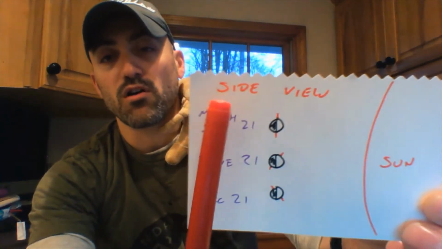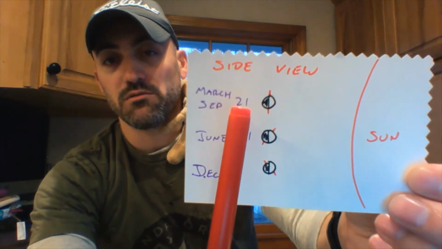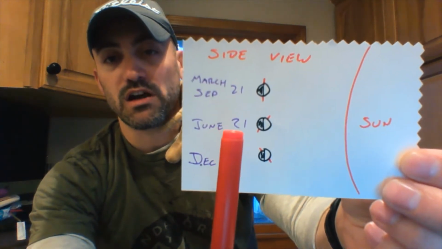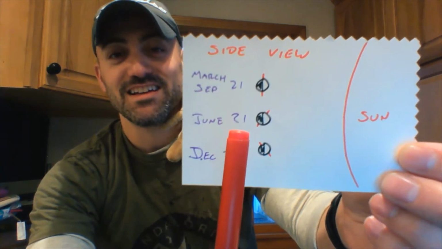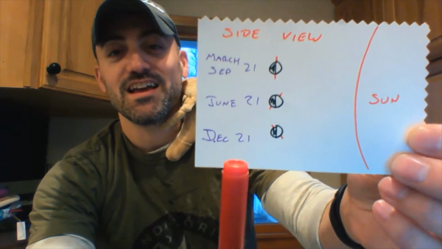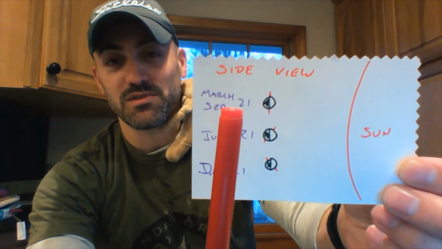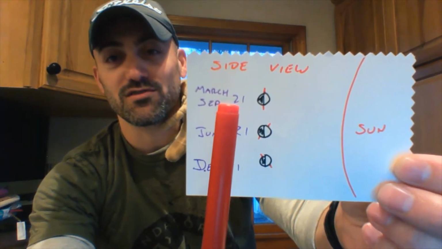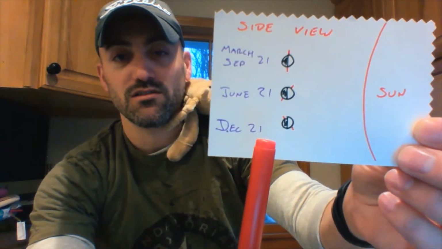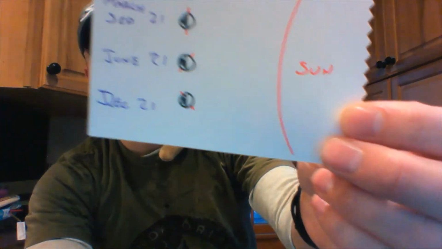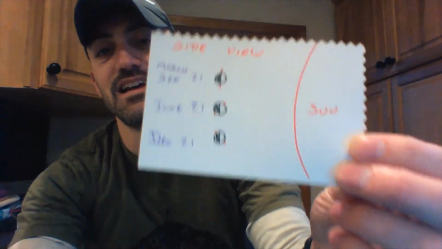So you've got March 21st is the spring equinox, and then June 21st is the summer solstice, the first day of summer. September 21st is the fall equinox, the first day of fall, and December 21st is the winter solstice, the first day of winter. There are different characteristics of the sun on each of those days, but those are the four key dates.